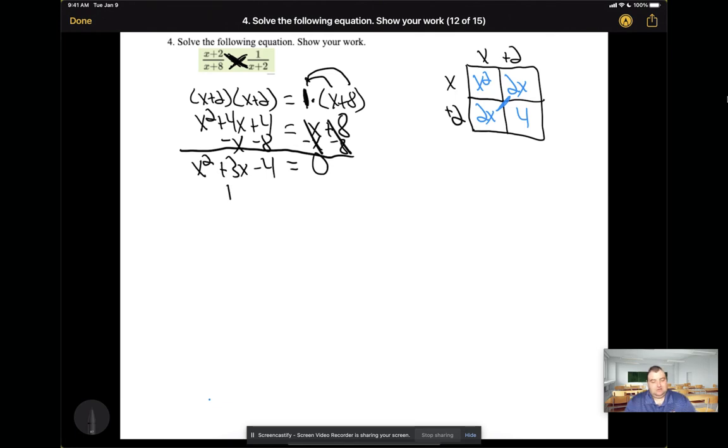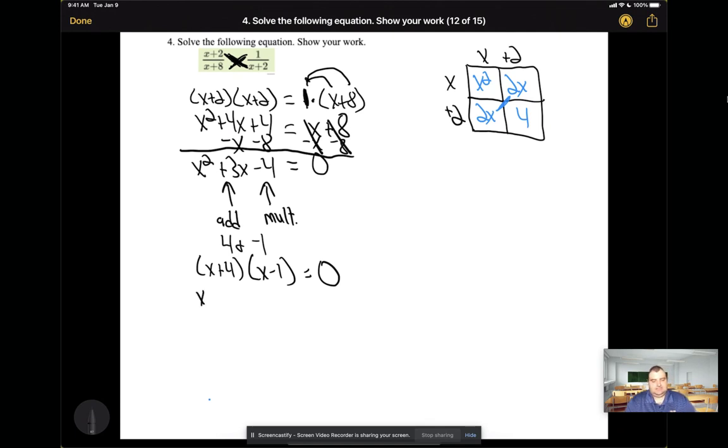To factor, remember I need to first figure out the two numbers. What are the two numbers that when I add them, I get positive 3, and when I multiply those same two numbers, I get negative 4? Two numbers that add up to 3 and multiply to negative 4 are 4 and negative 1. 4 plus negative 1 is 3. 4 times negative 1 is negative 4. So my factors are going to be x plus 4 and x minus 1 equals 0.